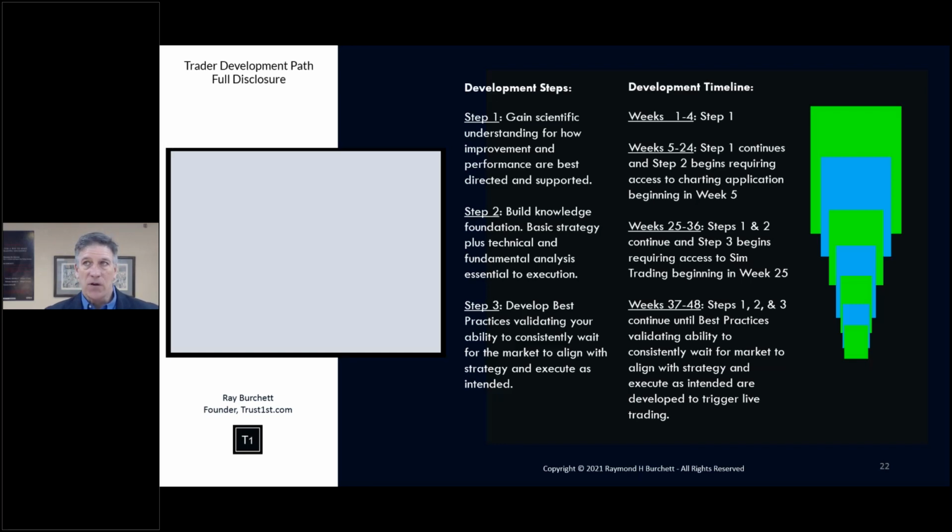you're going to have the awareness, the trust, you'll have done the work to earn it to begin to sim trade. In other words, you'll know what it means to wait for the market to align and execute as intended. You will have the trust for your strategy that you don't want to give up the advantage it provides by not waiting and not executing as intended.